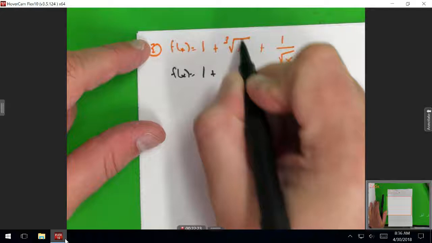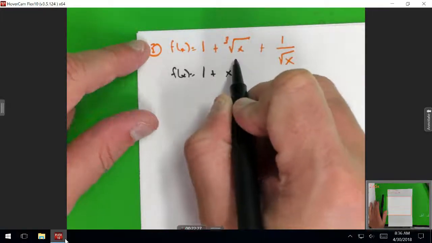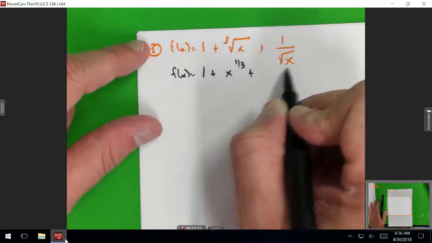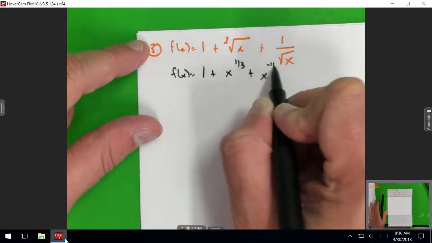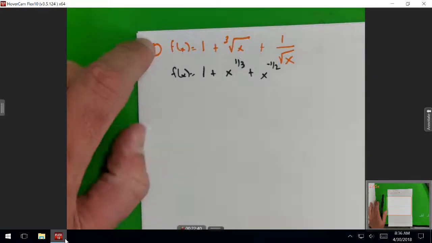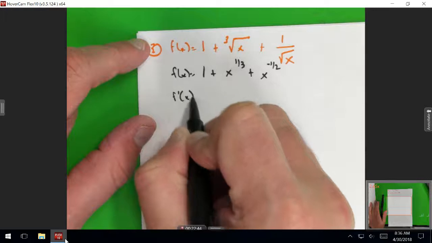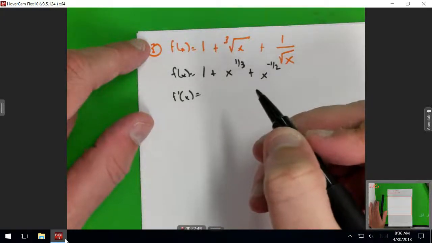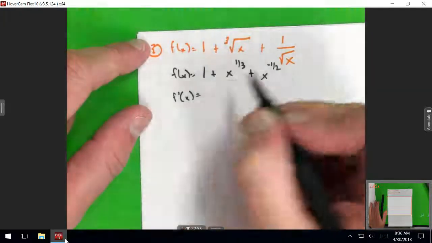So 1 plus, how can I rewrite this, TJ? X to the what? Thank you. Plus, Grace, how can I rewrite this one? X to the what? Positive or negative 1/2? Negative 1/2. Very good. Now that I have some type of exponent to work with, I can find the derivative. What's the derivative of 1? 1. The derivative of any constant is equal to what? 0. The derivative of any constant number is 0, so I don't have to worry about that.